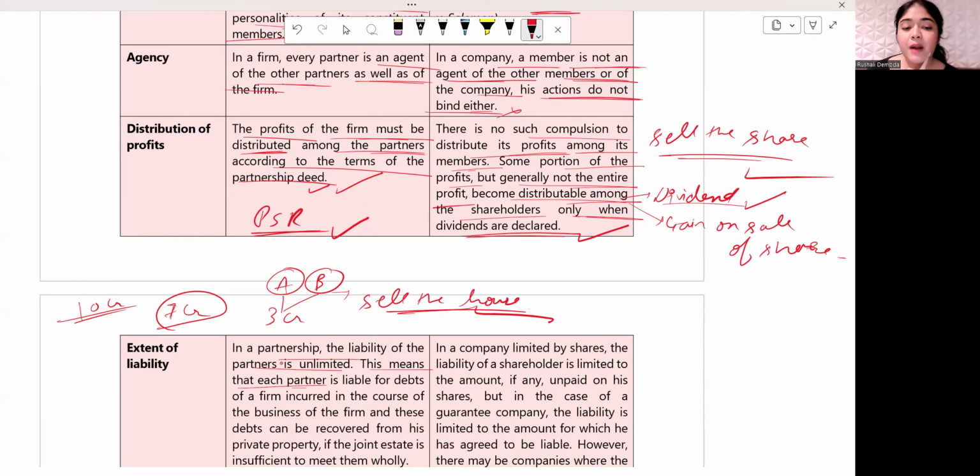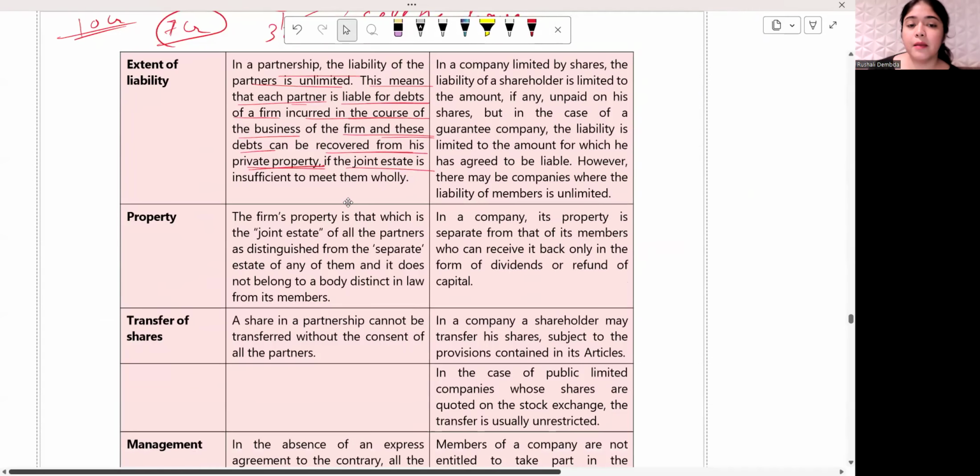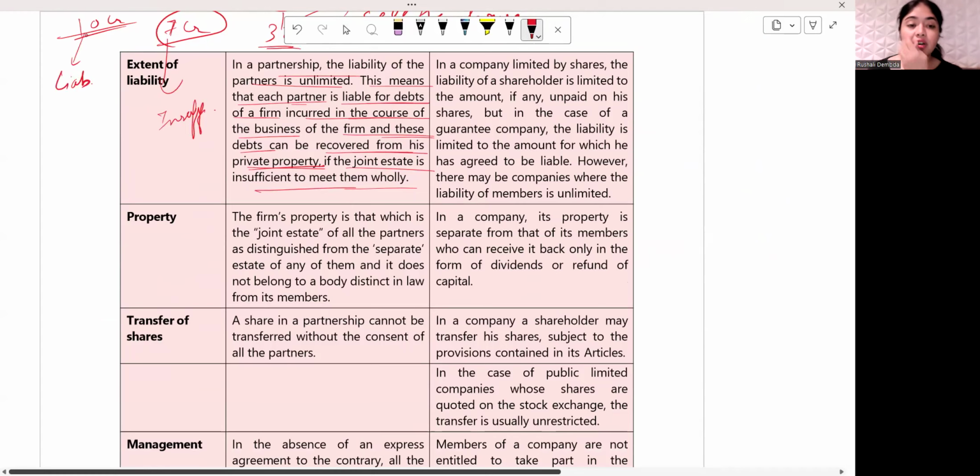This means that each partner is liable for debts of a firm incurred in the course of the business of the firm, and these debts can be recovered from his private property. He can sell his house and give the money. If the joint estate, the firm's business money, is insufficient, this 7 crore is insufficient because our liability is 10 crore. So 3 crore will be brought by partner A and B.